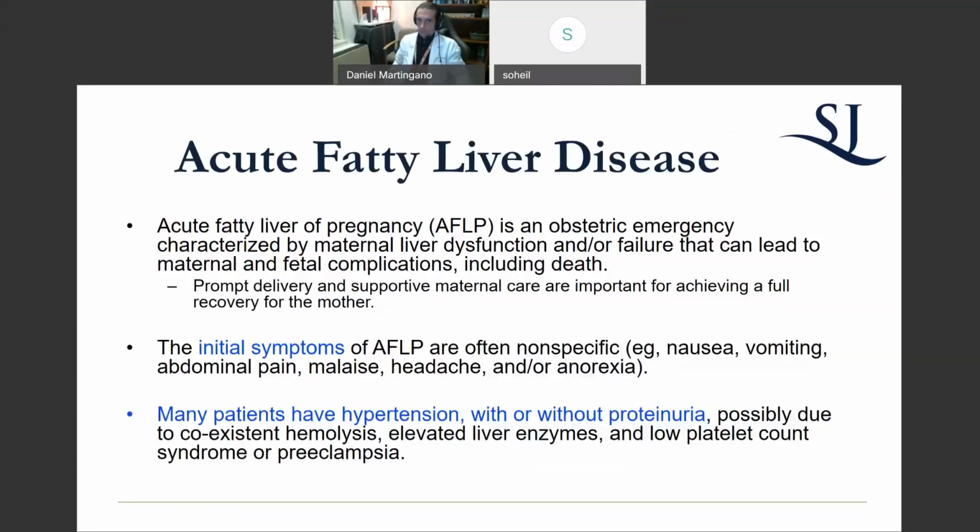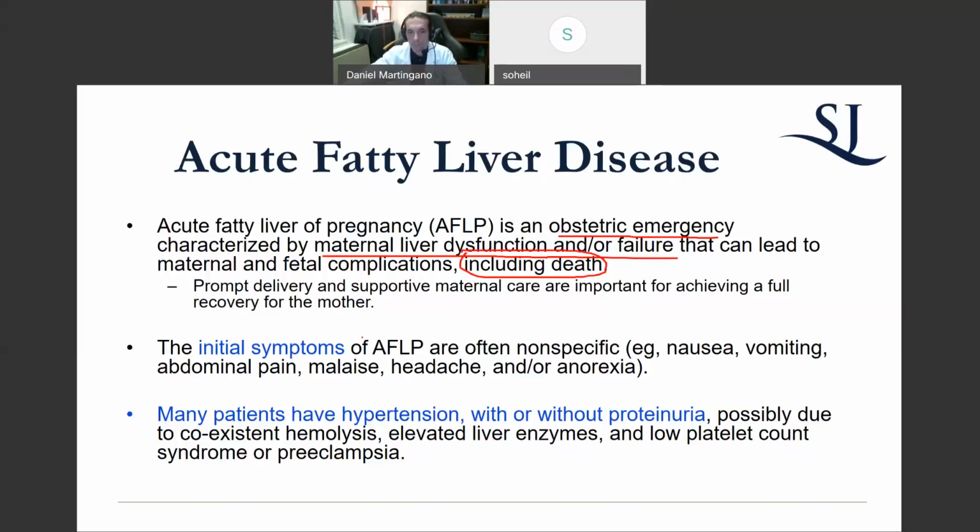Okay, so now let's talk about acute fatty liver disease. Acute fatty liver disease is something that is separate from the pregnancy-induced hypertension spectrum. It is an obstetric emergency, manifested by acute liver dysfunction and really failure, that can have severe morbidity, but it also has a mortality rate. Okay, that's actually pretty different from all of these other processes. While they're severe, they don't usually have an increased risk of maternal death.